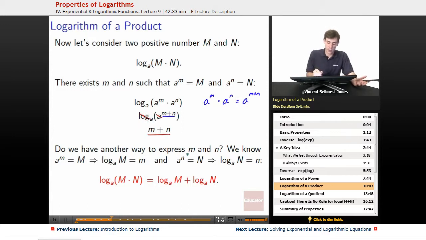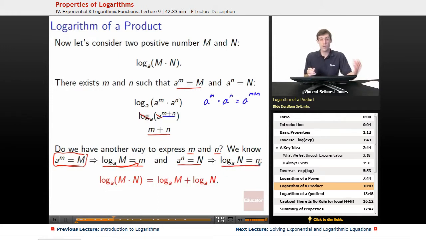Now we can ask ourselves, do we have another way to express little m and little n? Well, from the beginning, we know that a to the little m equals big M. That was how we set this up. So log a of big M equals little m, right? Because if we raise a to the little m, we get big M. So we can express it in its exponential form or its logarithmic form. Same thing goes over here with a to the little n equals big N. We can express it instead as log base a of big N equals little n.